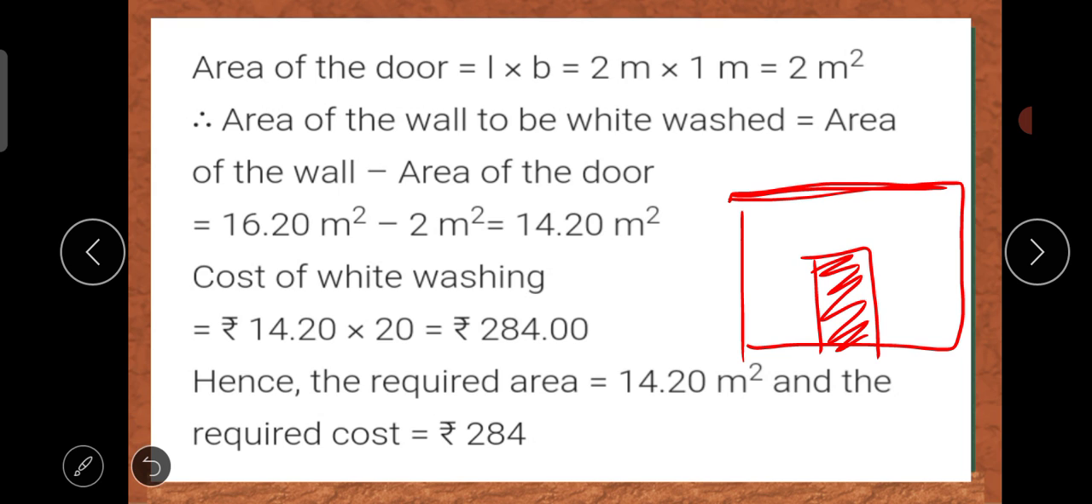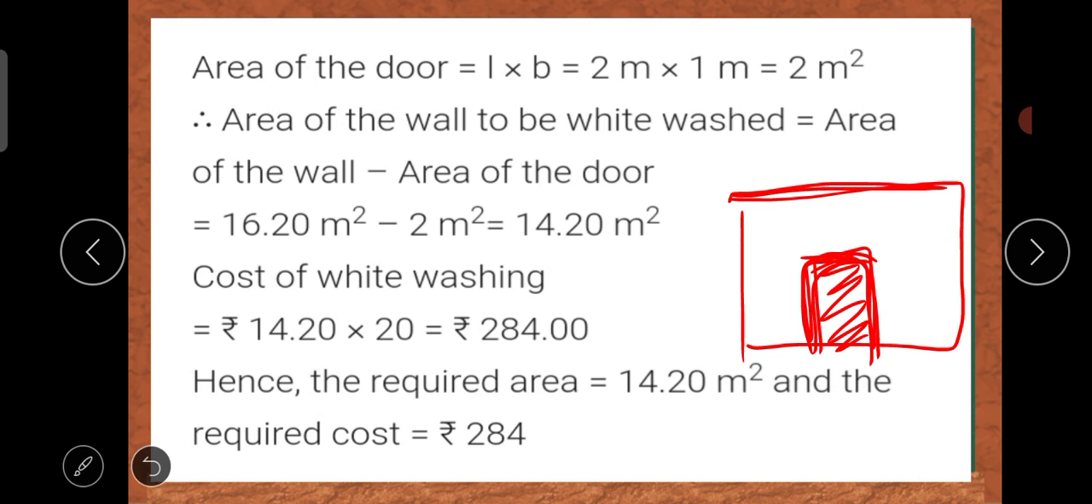Now we have to find the area of the door also. Again the same formula, L into B, 2 into 1, so 2 meter square. So the area of the wall to be whitewashed equals the area of the wall minus the area of the door, because the area of the door we are not going to whitewash. Do you have to whitewash this? No. So this area we have to subtract there.